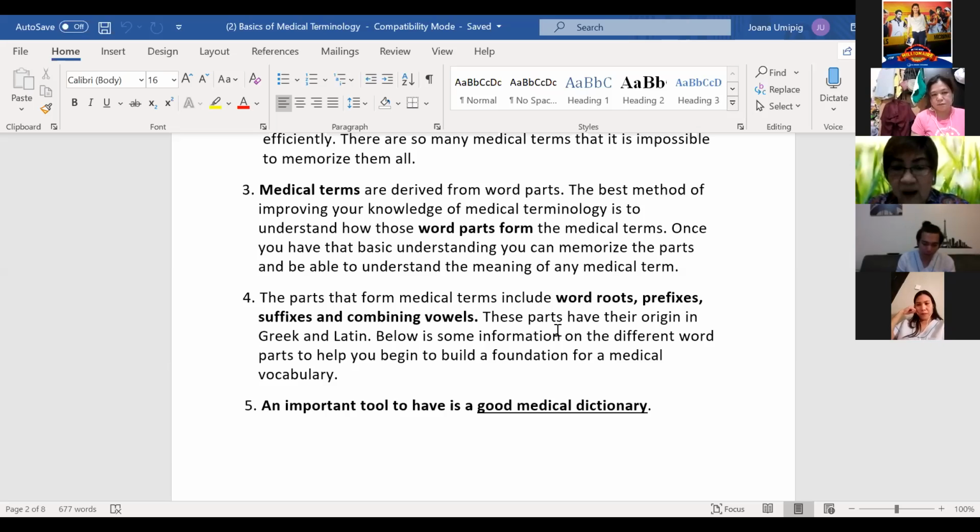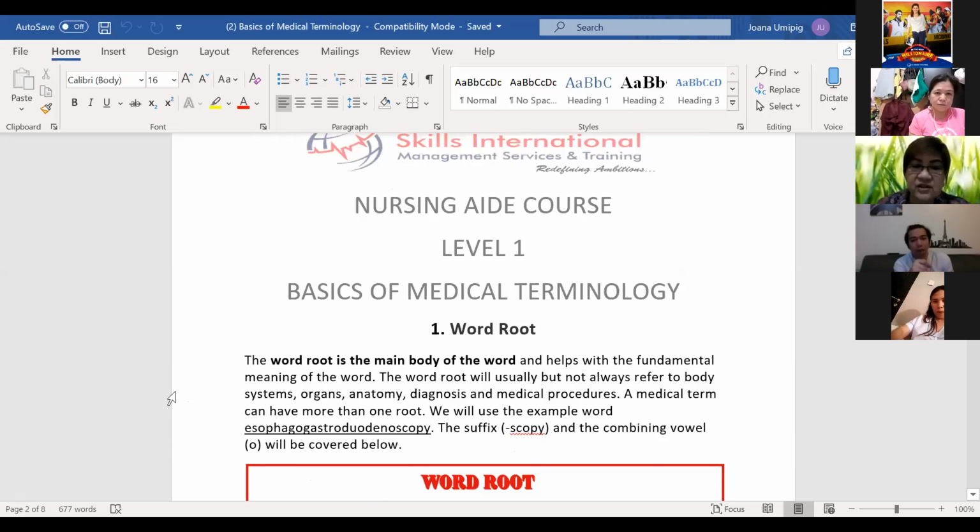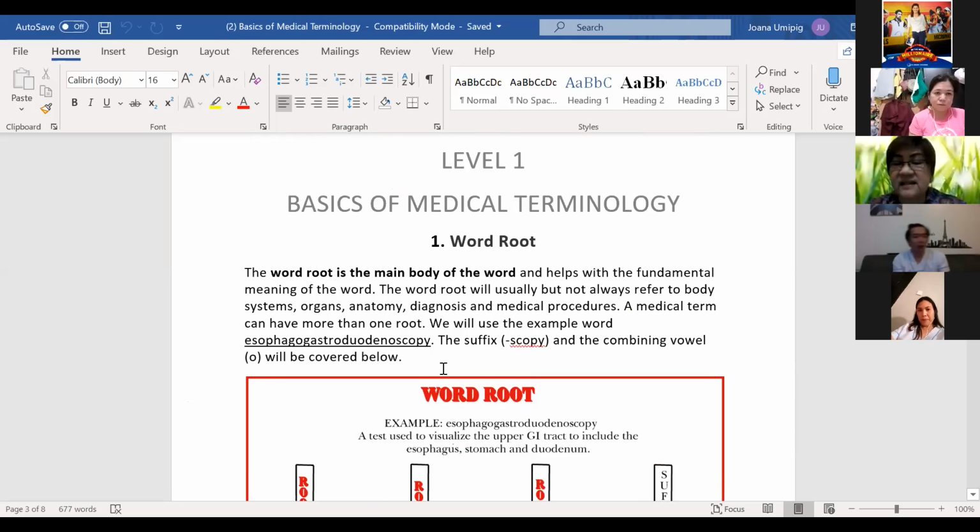So below is some information on different word parts to help you begin to build a foundation for a medical vocabulary. An important tool to have is a good medical vocabulary. So we have to form it, and by forming it, we will have a good medical dictionary. So we have four parts to include to form a medical word, a medical term. Okay, going forward, number one is the word root.